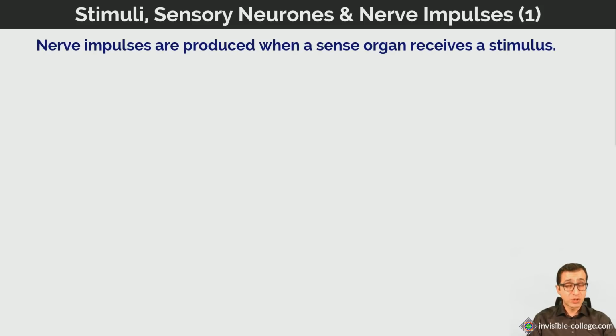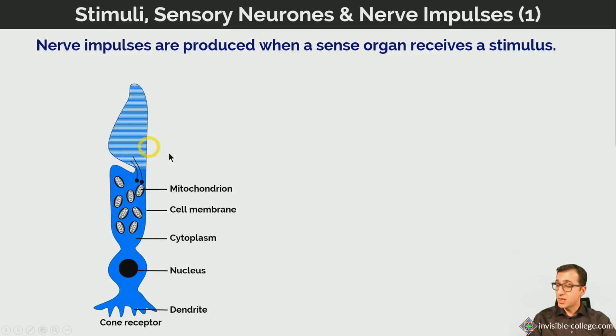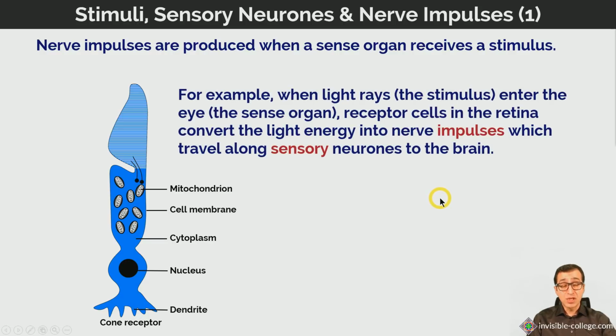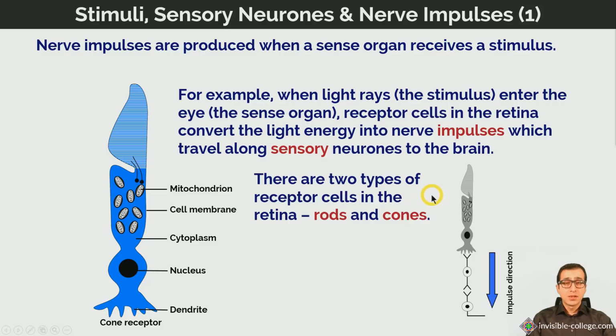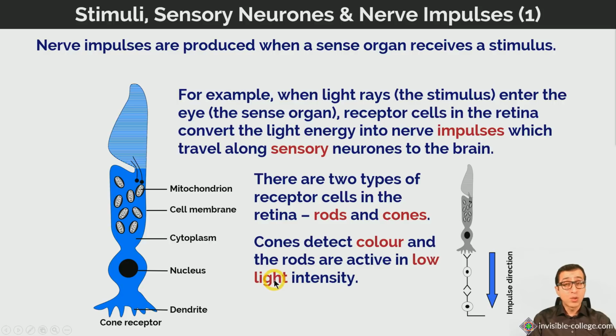So if we take the example of the eye, which again we're going to be looking at a little bit later on in a lesson of its own within this topic, the eye contains photoreceptive cells called rods and cones. So this is a cone cell being shown in this diagram. So for example, when light enters the eye, receptors in the retina of the eye convert the photon's energy, the light energy, into nerve impulses, which then travel along sensory neurons to a region of the brain called the occipital cortex, which then processes that information. So the cone cells, like this one, detect color, and the rod cells are only active in low light intensity.